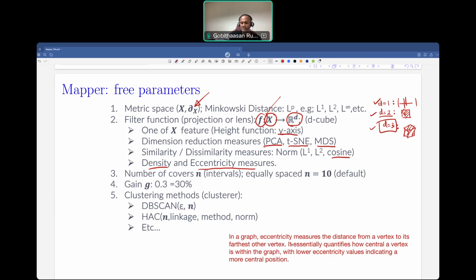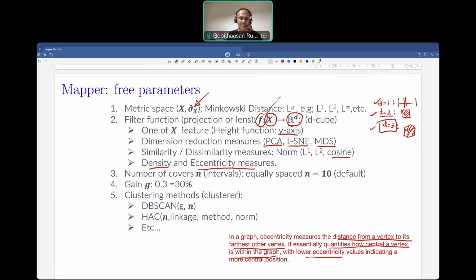Eccentricity measures the distance from a vertex, or here it can be a sample point, to the farthest other vertex. What it essentially does is quantify how central a vertex is within a graph, or in your data set, a point within a point cloud, with lower eccentricity values indicating a more central position. So an example: how far is this point to the rest of the points, or the furthest point, for eccentricity. Whereas for density, it is the neighborhood, how dense it is. So these are the potential filter functions that you can use.